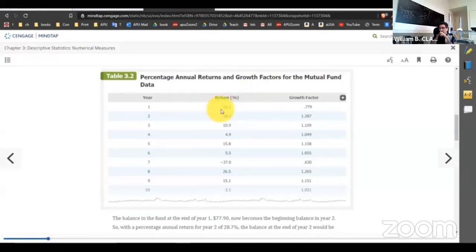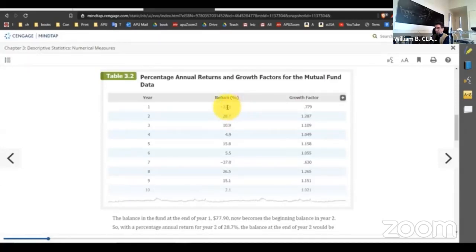So if it started at 100 and it dropped by this amount, then how much would you have? You'd have $77.90. So unfortunately, you would have lost money. You would have lost $22.10, which would leave you with $77.90. So the return is negative 22.1.